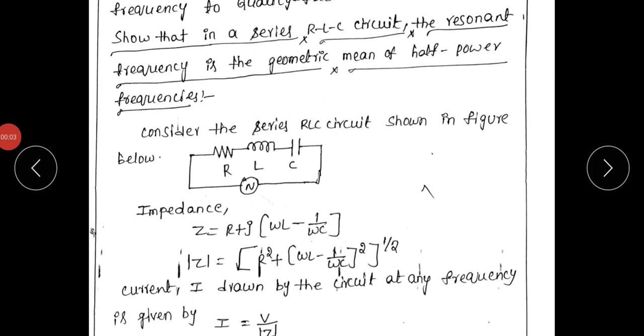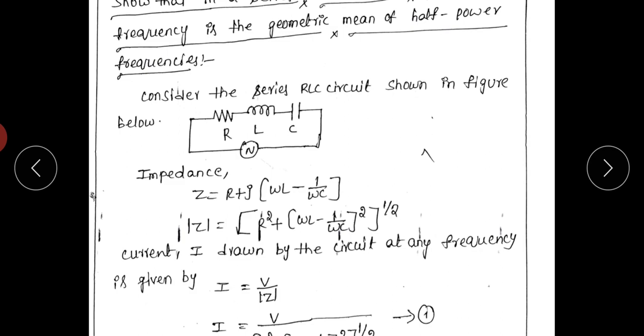Okay, next one. To show that in a series RLC circuit, the resonance frequency is the geometric mean of half power frequencies. So resonant frequency is f_R. Half power frequencies means at these frequencies the power equals the maximum power by 2. These are represented by f1 and f2. f1 is the lower cutoff frequency and f2 is the higher cutoff frequency.